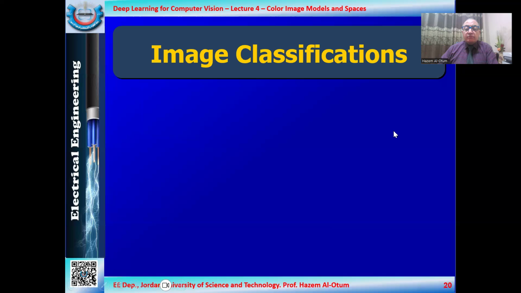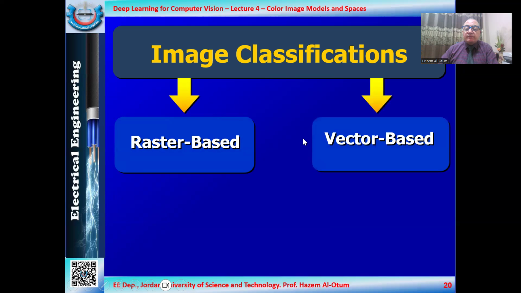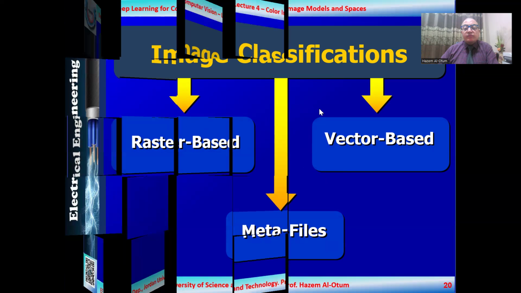In general, we can broadly classify images into three main classes. The first class is what we call raster-based. The second type is vector-based, and the third one is metafiles. Let's have a look at each of these classes.